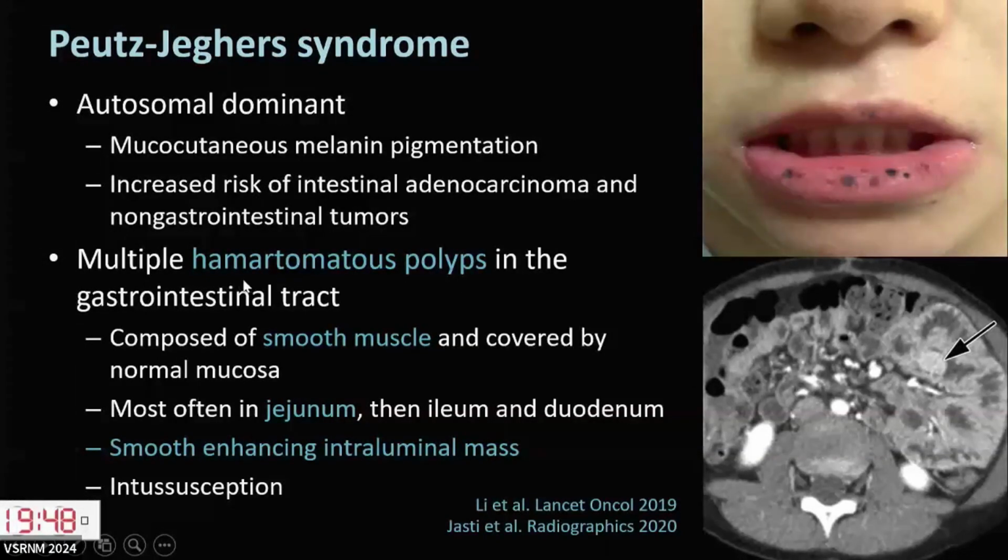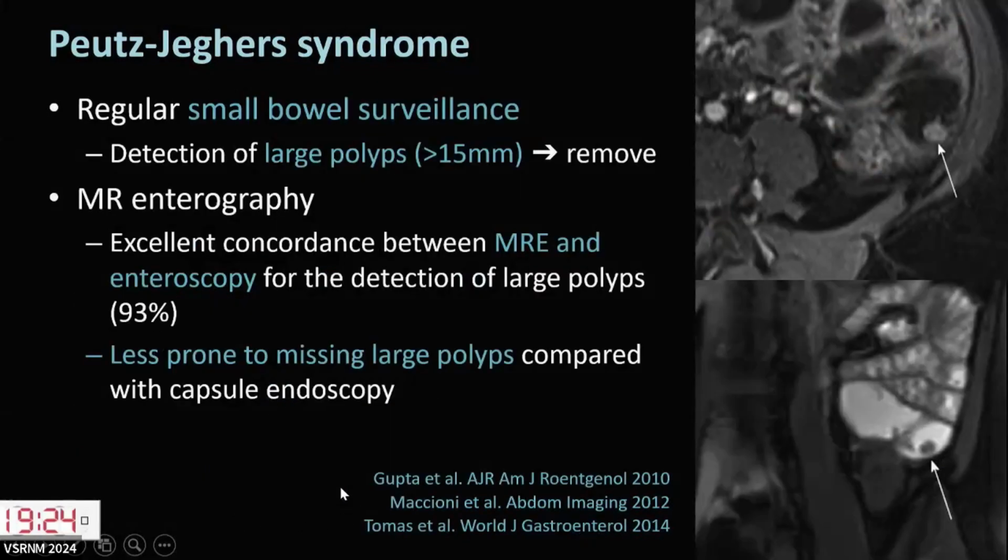The patients will have multiple hamartomatous polyps in the gastrointestinal tract. These are composed of smooth muscle and covered by normal mucosa. It's most often seen in the jejunum, and then ileum, and then duodenum. It will look like a smooth enhancing intraluminal mass. It may cause intussusception.